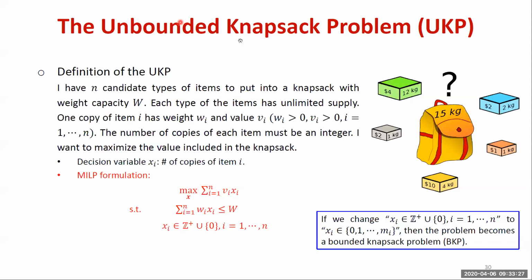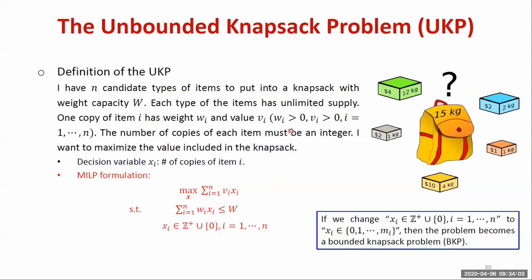Why is it called the unbounded knapsack problem? Because each type of item has unlimited supply. That means you don't have any upper bound for the supply. However, if we do have a limit, for example, currently my xi can be any non-negative integer. But if I limit it to be from 0 to mi, in other words, the supply of item i is at most mi, then the problem becomes a bounded knapsack problem.